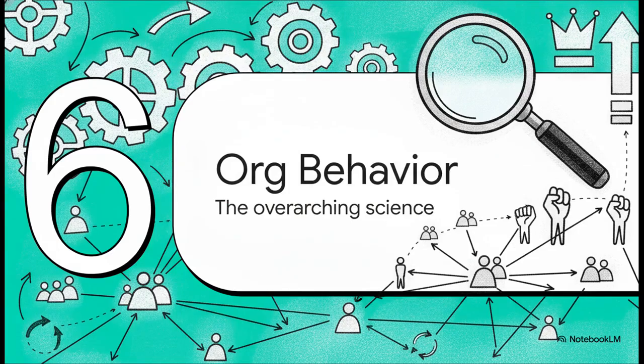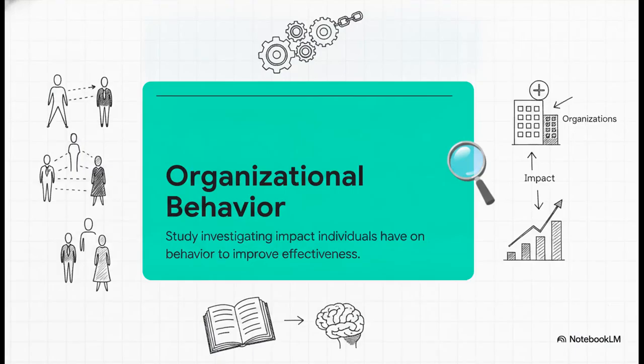Which leads us to our final part, Section 6, Understanding Organizational Behavior. Let's zoom all the way back out to the big picture to look at the overarching science that studies all these complex interactions. Literally everything we've covered today falls under the massive umbrella of organizational behavior, or OB. In textbook terms, OB is a field of study investigating the impact that individuals, groups, and structure have on behavior within organizations. But in simpler terms, it's the ultimate framework we use to understand, predict, and even control human behavior to build better, much healthier workplaces.